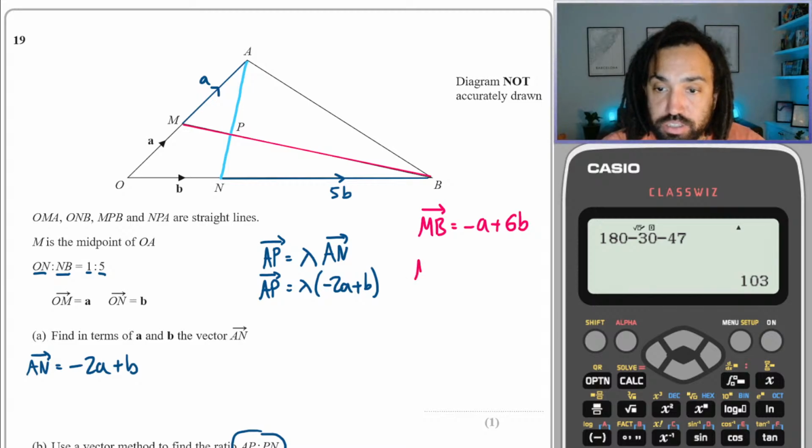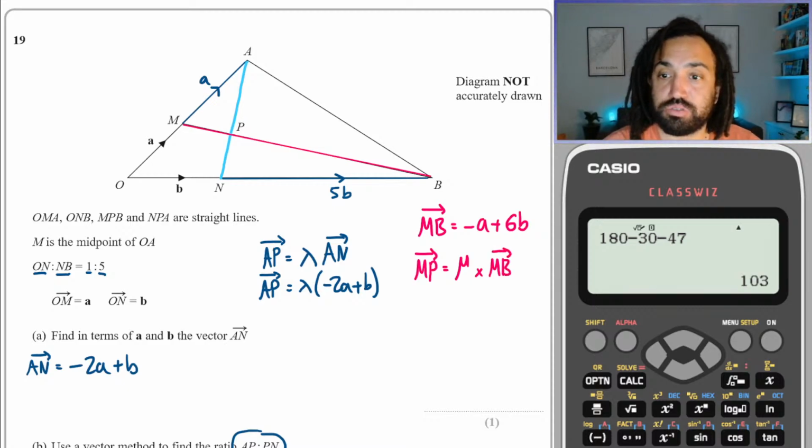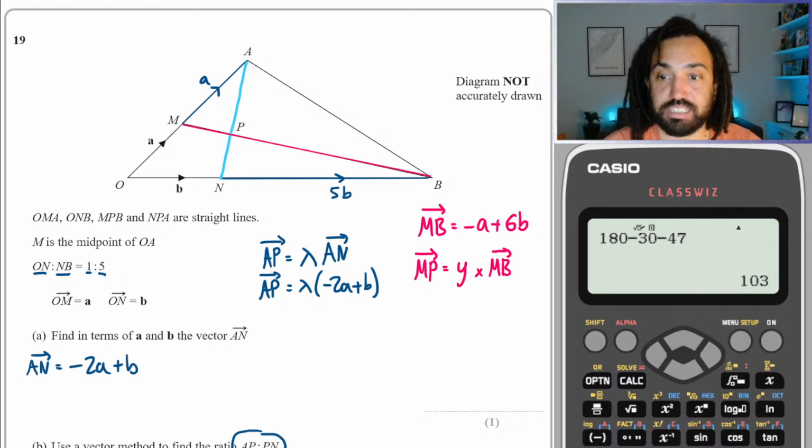Okay, so M to P, we're going to say that that is a fraction of M to B. Now that symbol I've just drawn is not an M, it's a mu, but that could be quite confusing, so I'm just going to use y instead.